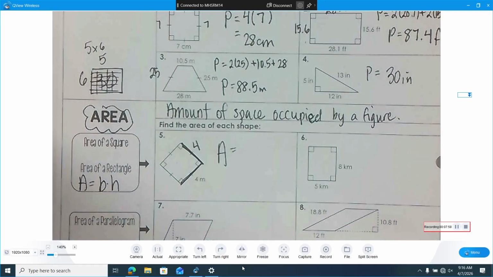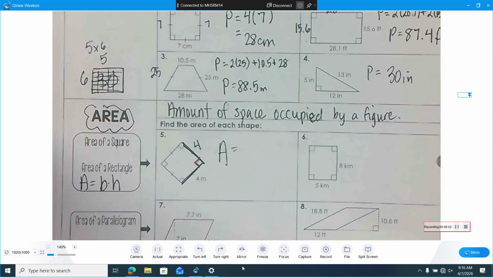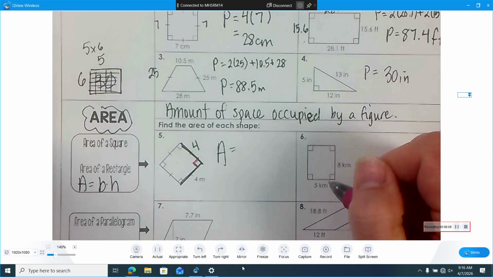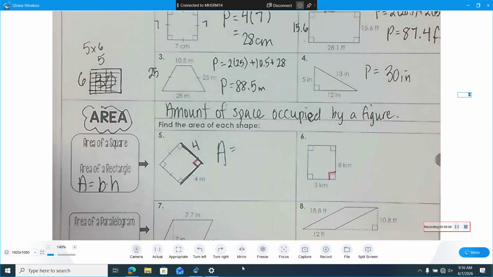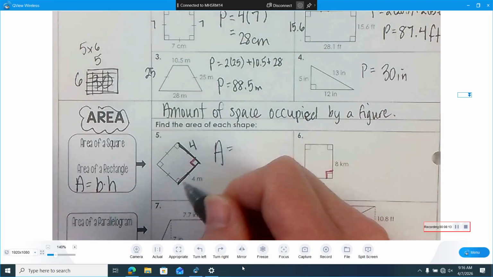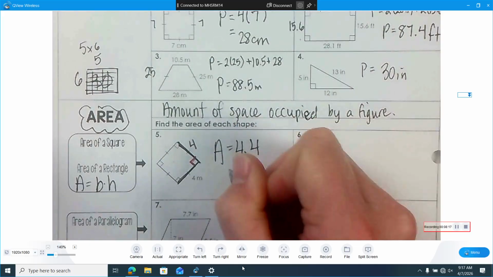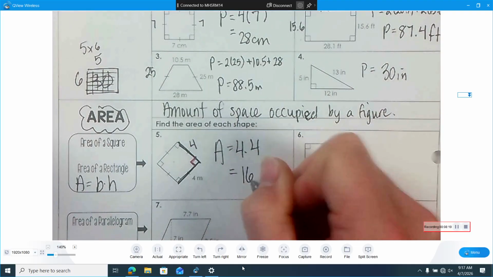And that's pretty important, that the base and the height are perpendicular to one another, then you'll always get it right. And that's really, really important. So what am I going to multiply for my area of my square? 4 times 4, which is 16.